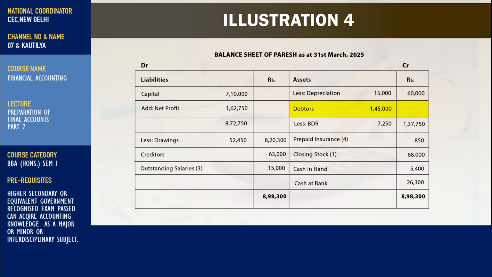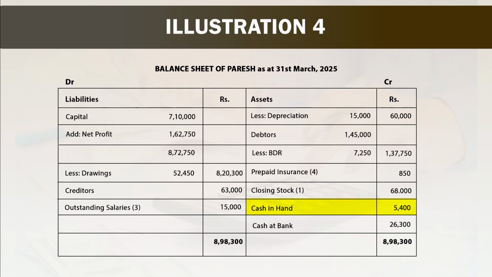Then we have debtors of 1,45,000, from that bad debt reserve we have provided, that is 7,250. So, that comes to 1,37,750. Then we have prepaid insurance, refer your adjustment number 4, 850. Closing stock, adjustment number 1, you refer that 68,000 rupees, cash in hand 5,400, cash at bank 26,300. So, total is 8,98,300. So, both the sides are similar, it means our balance sheet is correct.